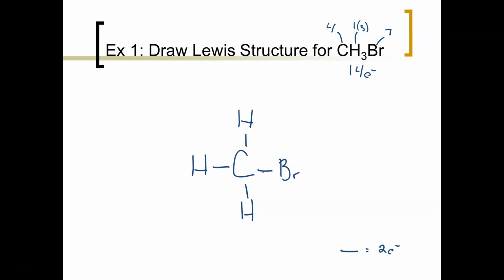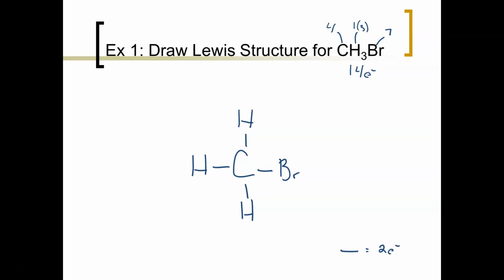Now we have to make sure our count adds up here. We have 2, 4, 6, 8 electrons in the structure so far, and we have 14 electrons total that we need in our structure. So we're lacking some electrons here. Everything needs to have an octet. That is really a combination of steps 4 and 5 on your note sheet.